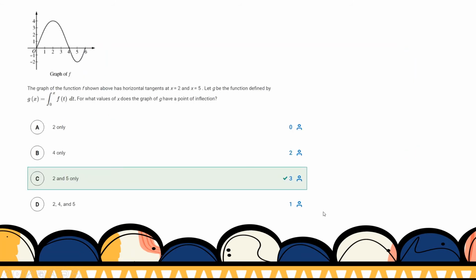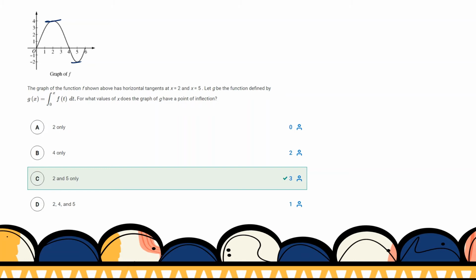The graph of the function f shown above has horizontal tangents at x equals 2 and x equals 5. And we can already see that just from looking at the graph. Let g be the function defined by the integral from 0 to x of f of t dt. For what values of x does the graph of g have a point of inflection?